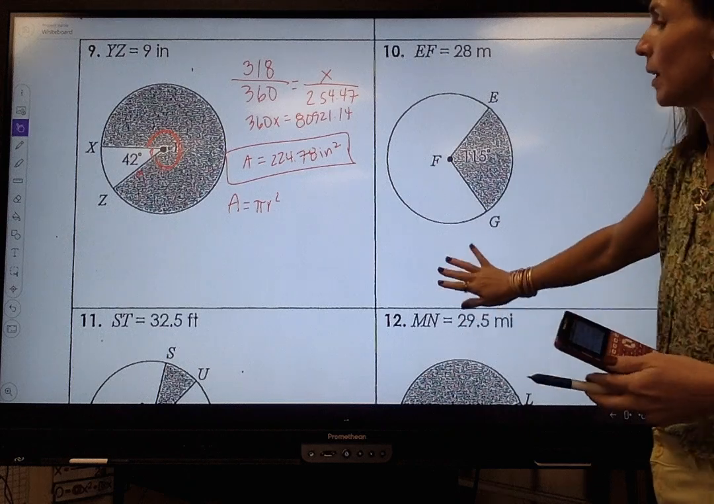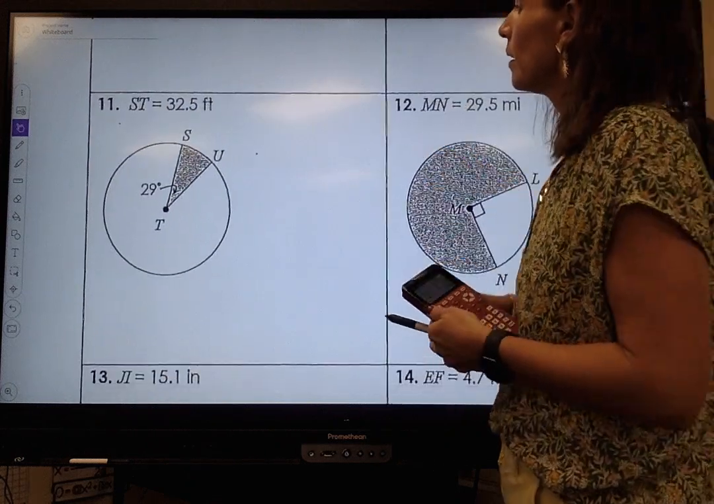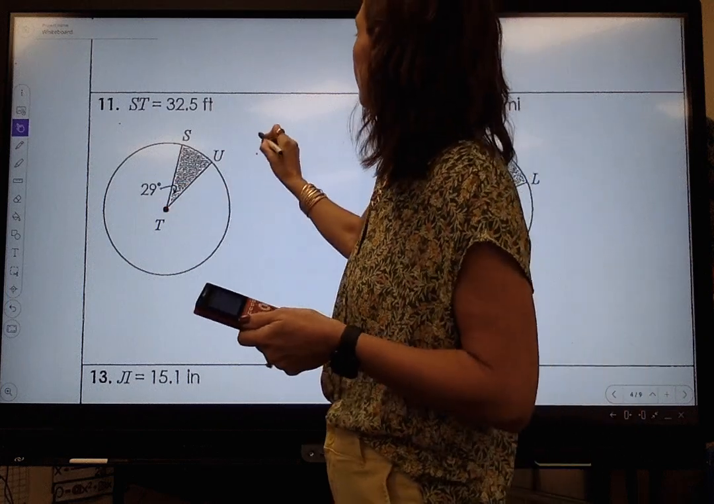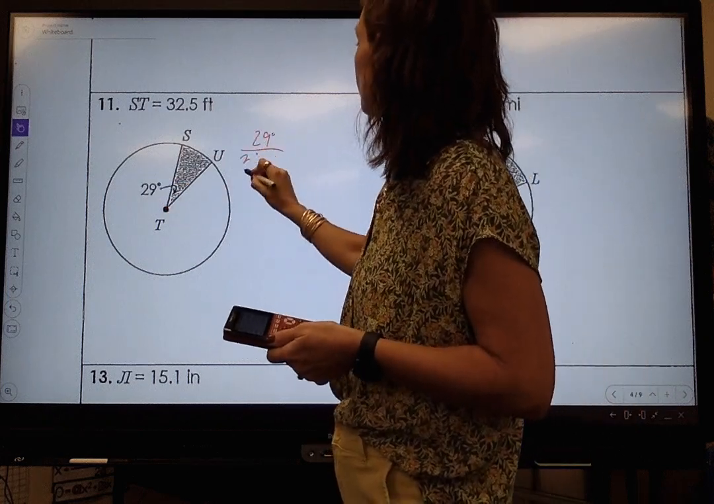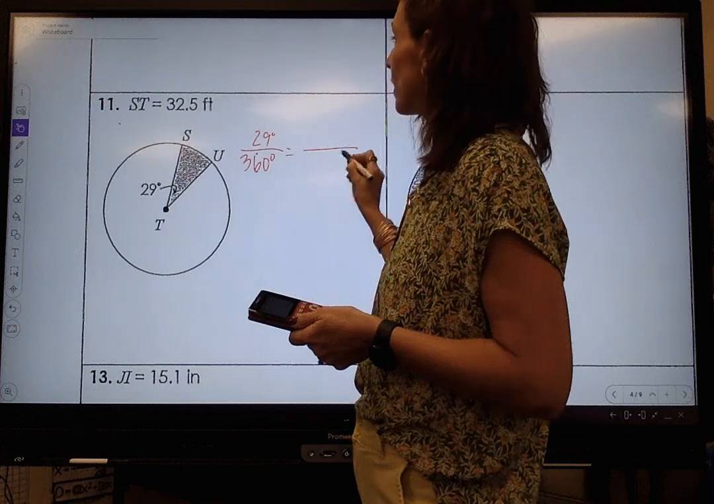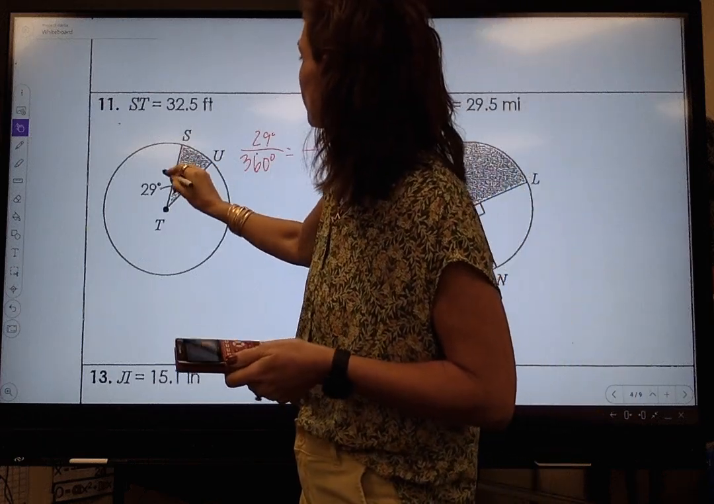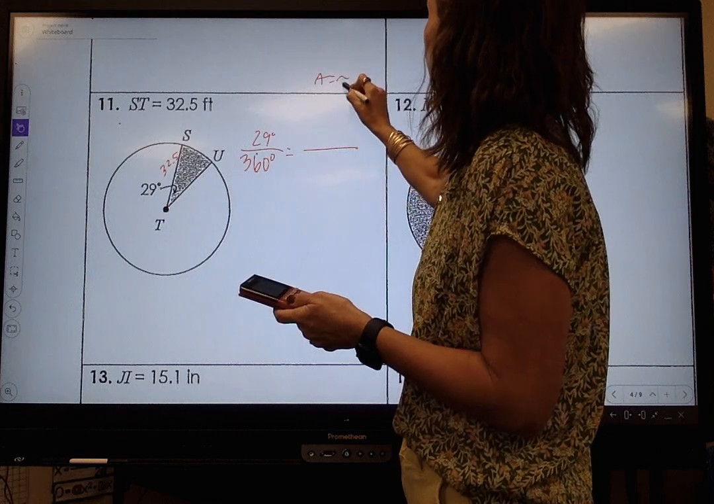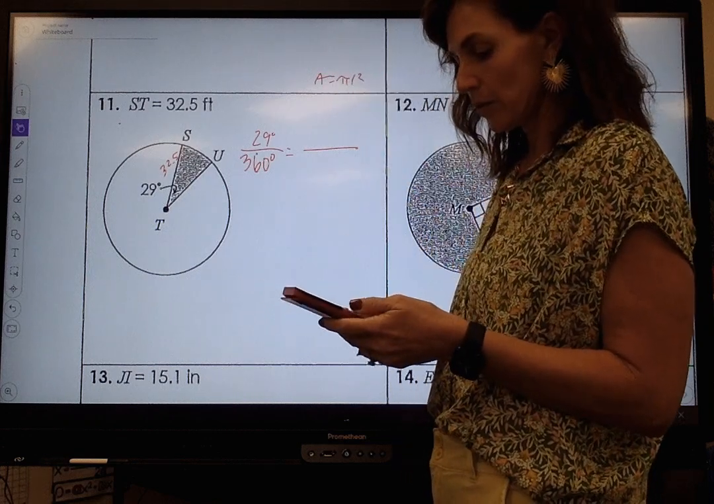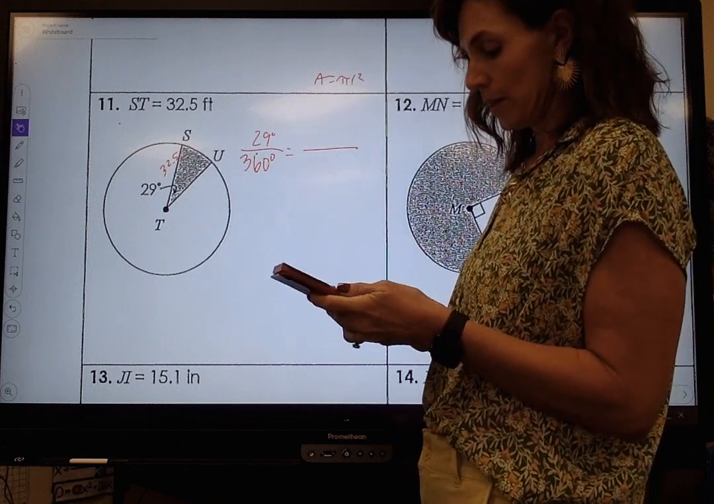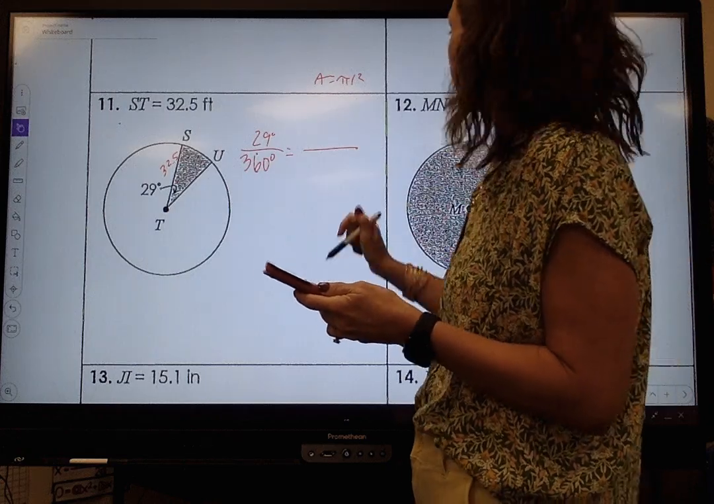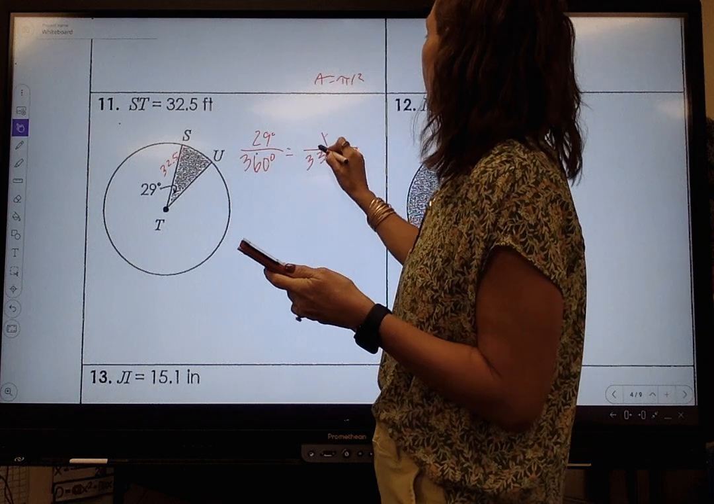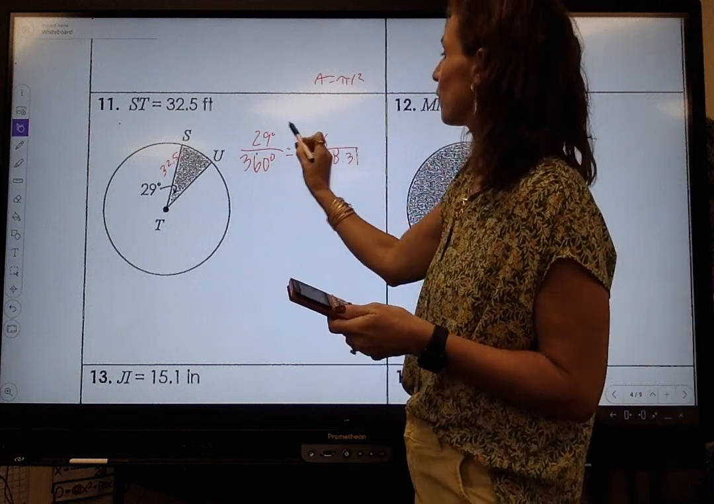Let's look at number 11. Here, the shaded region is what I'm looking for, and I know that the central angle is 29 degrees out of 360 degrees. ST is 32.5. To find the area of the circle, again, you know it's pi r squared. So I'm going to do pi radius squared, and I get 3,318.31. And to find the area, I'm just looking for this section.